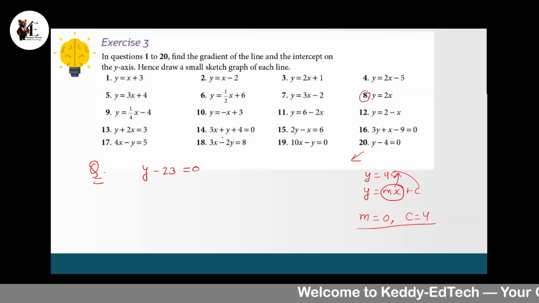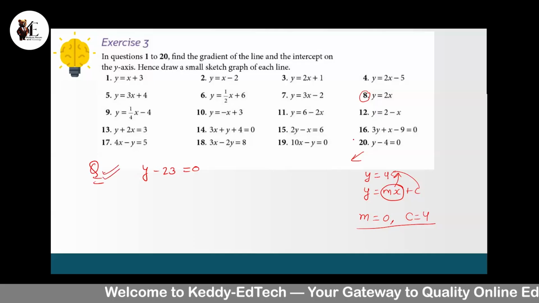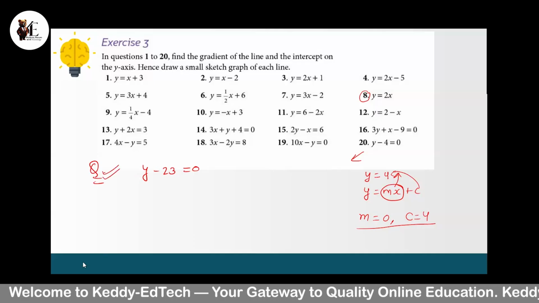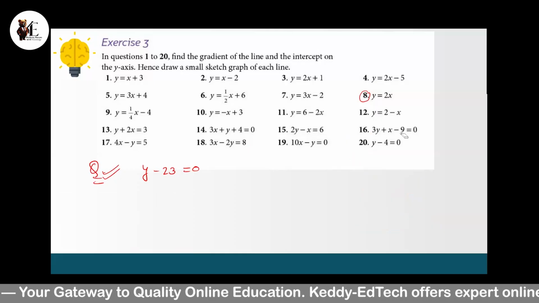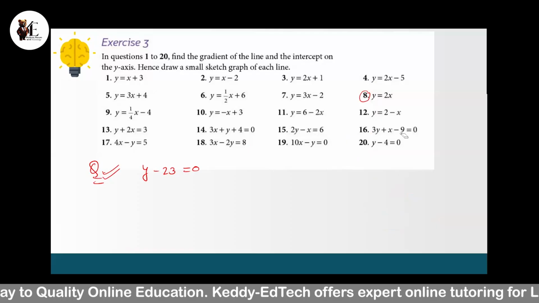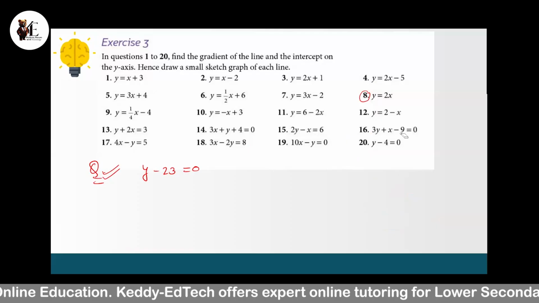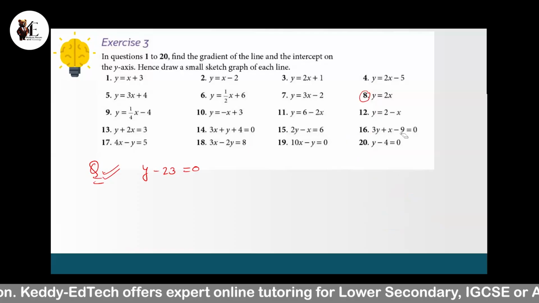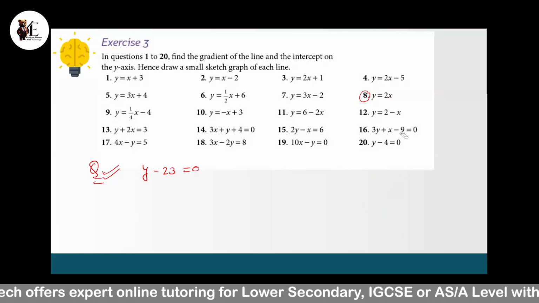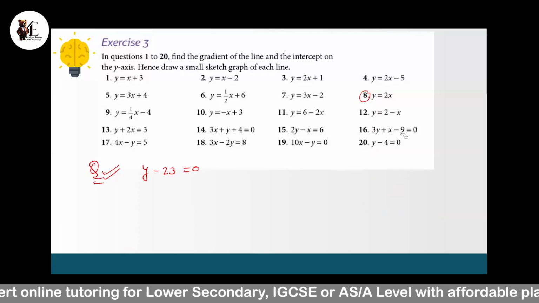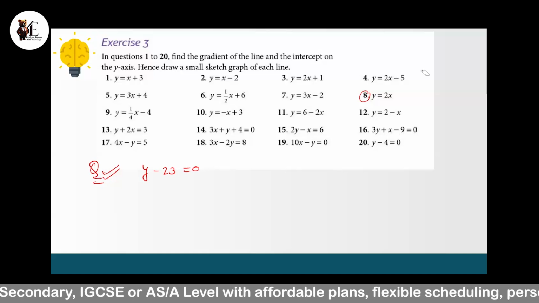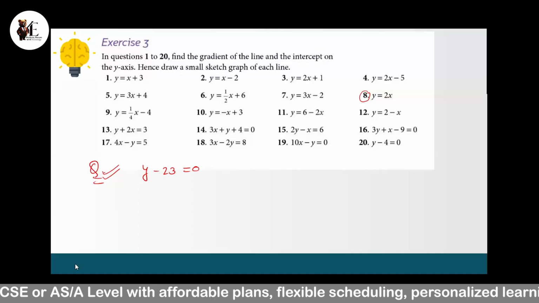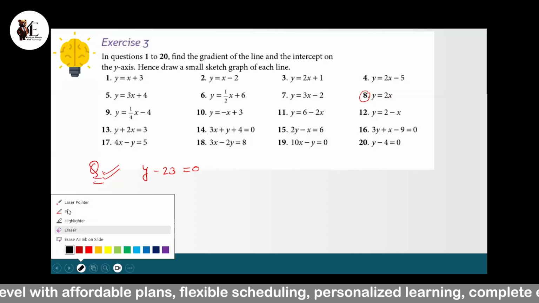And I have written another question. Please do this also. This one. Y minus 23 is equals to 0. I got M is equal to 0 and C is equal to 23. Yeah, that's correct. Okay.